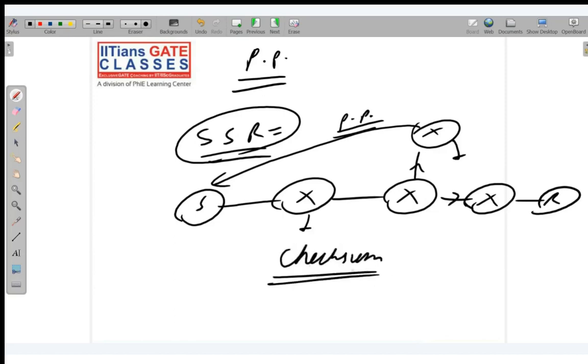And so the checksum has been recalculated. I have told you each and every router will recalculate the checksum. Okay, so the checksum has been calculated and it is not coming as expected. That means there is some error. So if there is an error, the router will drop the packet and it will send a parameter problem message to the sender. Okay, so checksum error or SSR, two reasons for parameter problem.